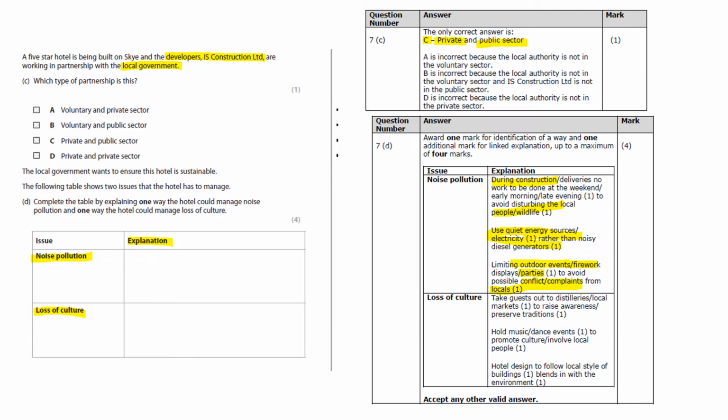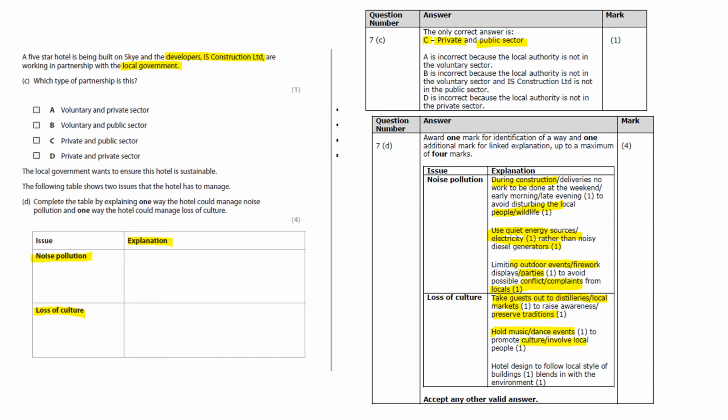1 mark for what you're going to do and 1 mark for how it works or why it would work. The loss of culture, okay, again, it could be that, go back to what we talked about. We said it was famous for distilleries. So it could be that you actually take guests to the distilleries, to the local markets, for example, to help preserve traditions. You could hold music and dance. Remember, there was a clue that this was famous for its dance, to promote culture.